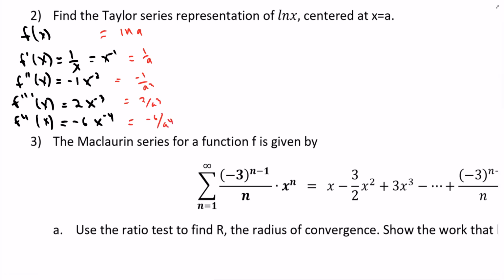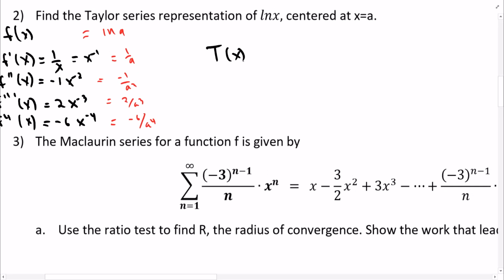And so let's write our Taylor series. The polynomial is going to look like this. It's going to be the first one, just natural log of a, plus 1 over a times x. The next one's actually going to be negative because the coefficient's negative, so it's going to be minus 1 over a squared times x minus a. Ooh, I messed that up over here. This should be x minus a, right? Because it's centered at a.